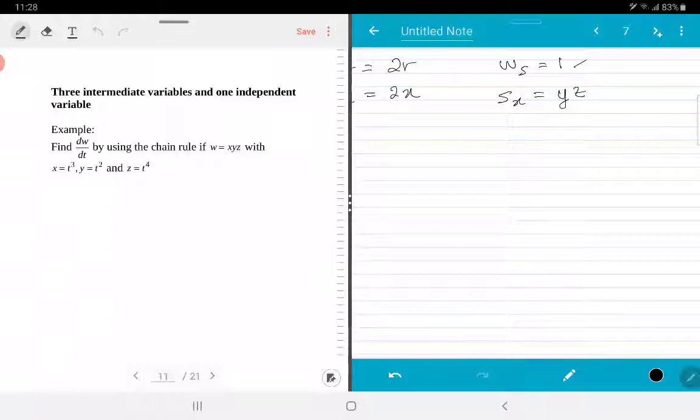We are still on chain rule. The last part of the chain rule is a little bit different from what we've done so far. Okay, I'm going to go straight to giving you an example.